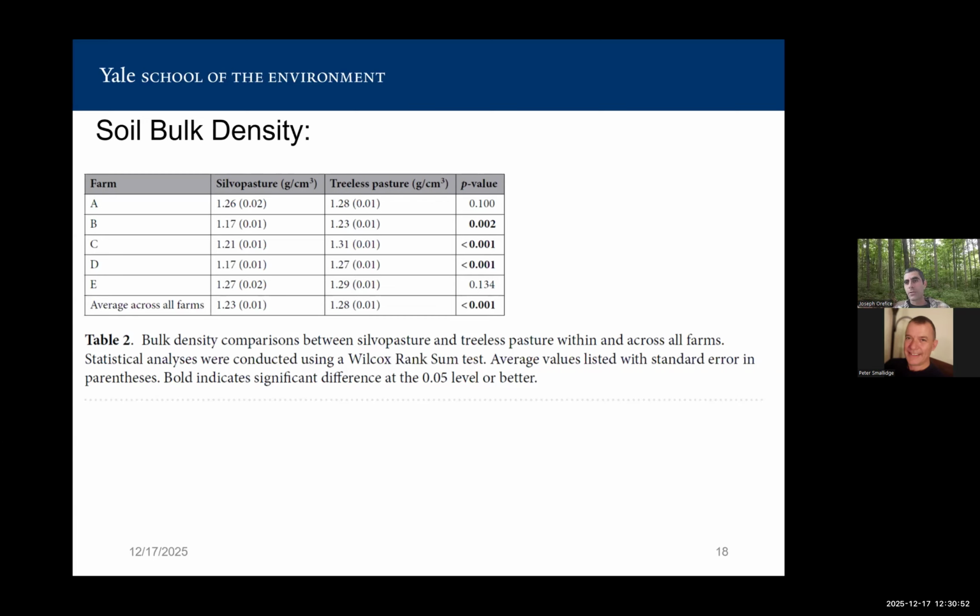The roots of the trees are either themselves, through penetrating the soil and decomposing in that process, reducing the bulk density, and or the tree roots are actually holding up livestock. So the impact of livestock grazing isn't compacting the soil to the same degree that it would where you just have treeless pasture. So that's kind of an interesting result in itself and in the value of silvopasture on soil health.